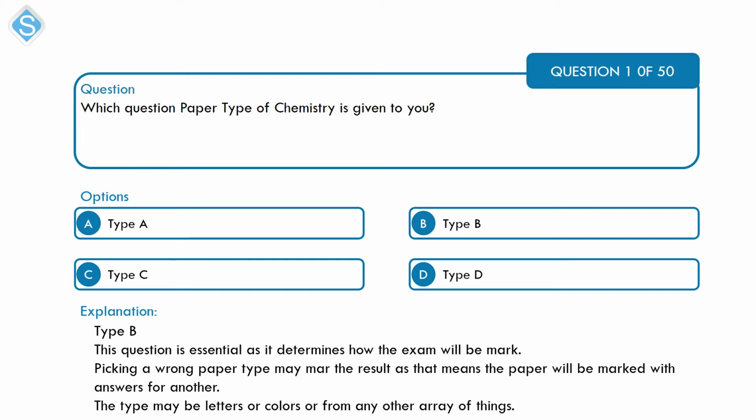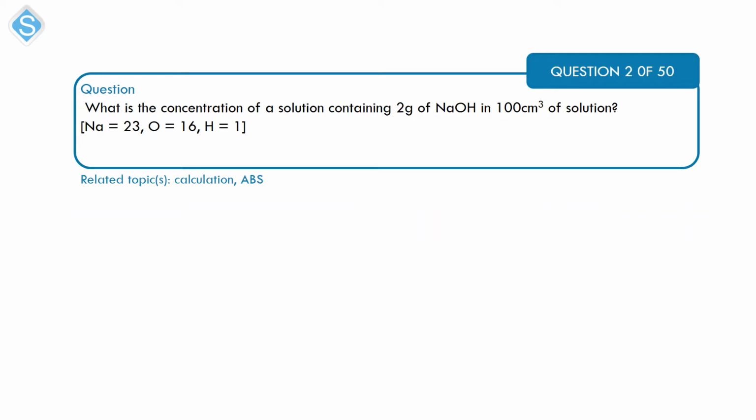Sometimes this paper type could be letters A, B, C, D. Sometimes it could be colors like red, yellow, green, and sometimes it could be anything that's basically related. For this recording we're using the type B. That's B. Next is a question on acid, base, and salt.